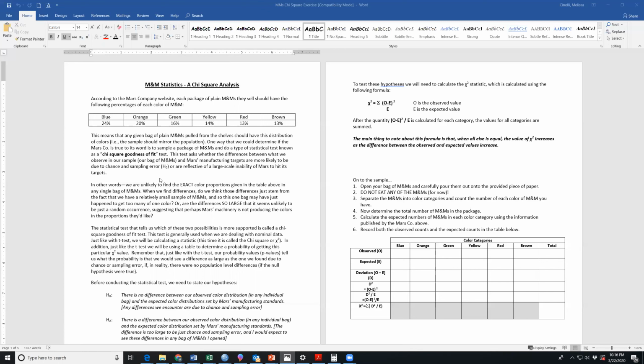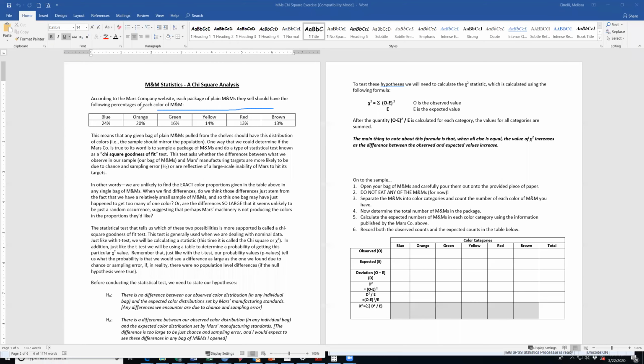And then in the next video, if you're watching in sequence, I will show you how to do this in SPSS. Starting at the beginning, according to the Mars Company website, each package of plain M&Ms they sell should have the following percentages of each color of M&Ms.